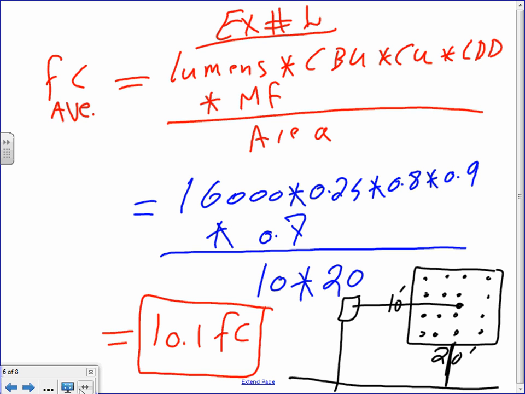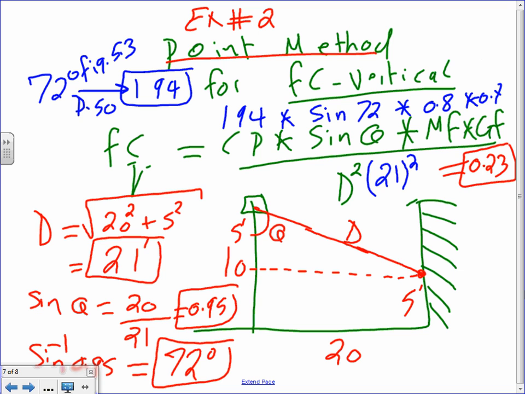The next and last thing I'm going to do in this chapter, guys, is the point-to-point method on a vertical surface. We've done that before, in a different chapter. So let's do it. Point-to-point method, example number two. I have a billboard right in here, and I have a lighting fixture here. Remember that, guys? It's 1 foot away, and the distance is 5, because the fixture is right in the middle.